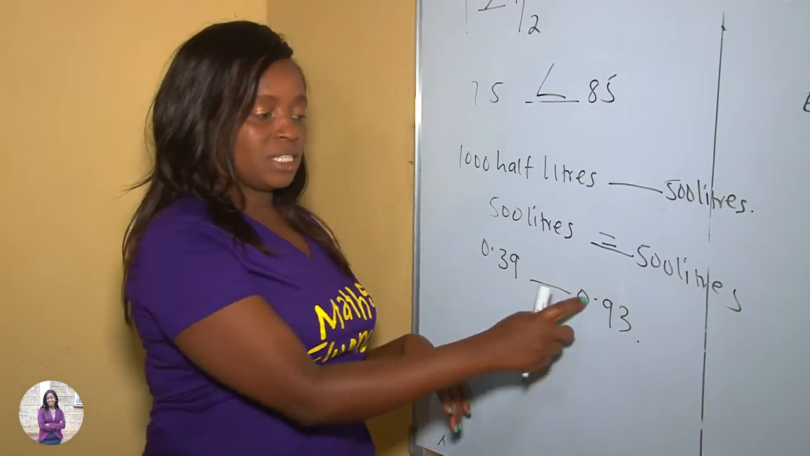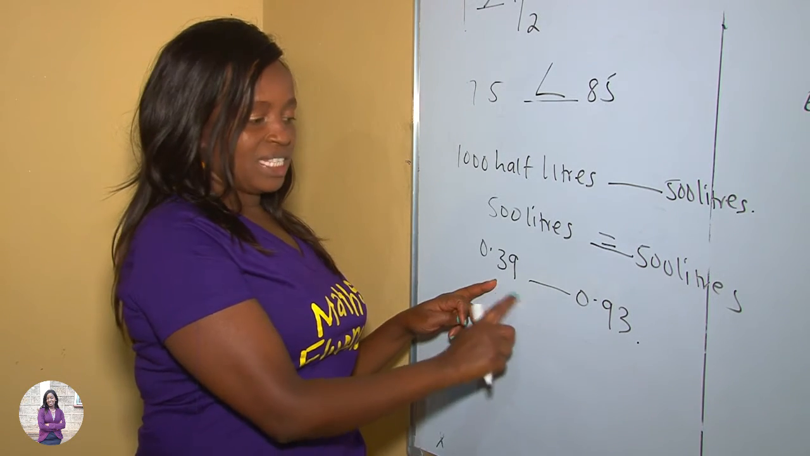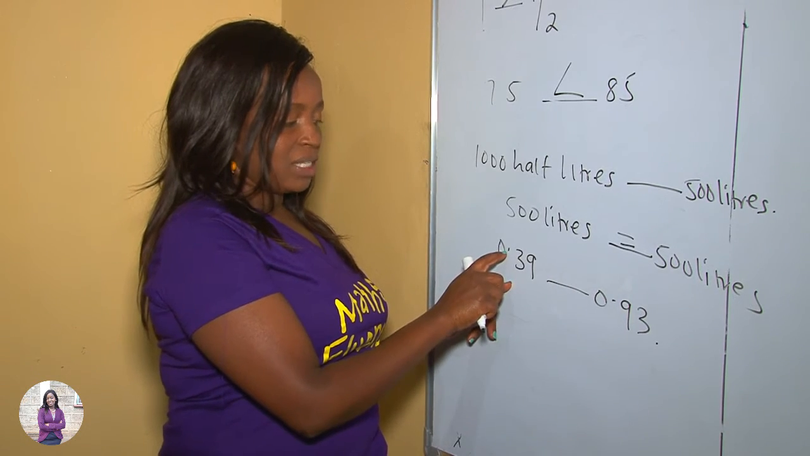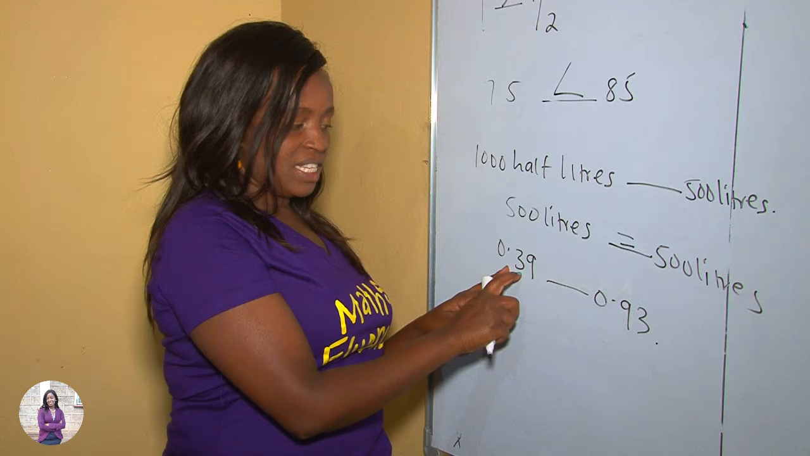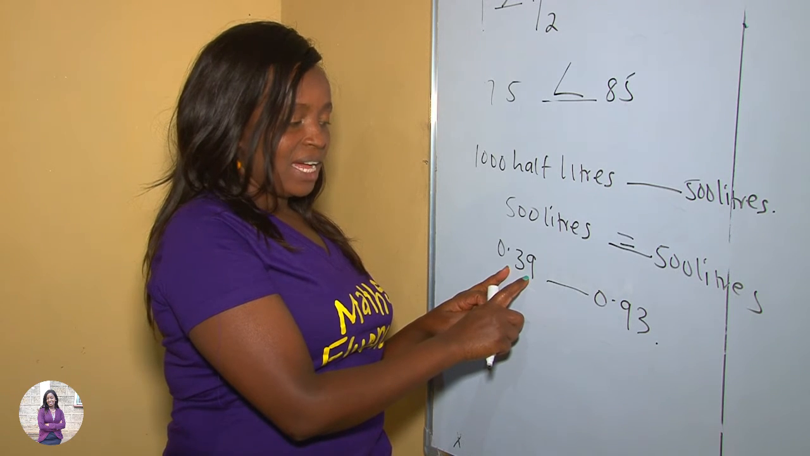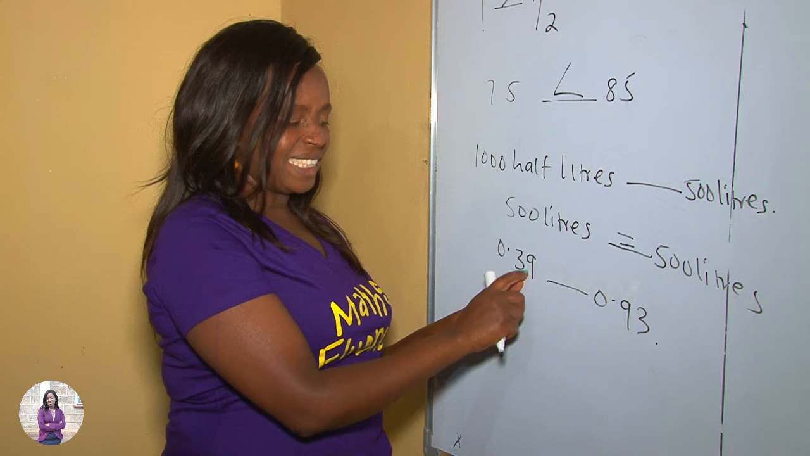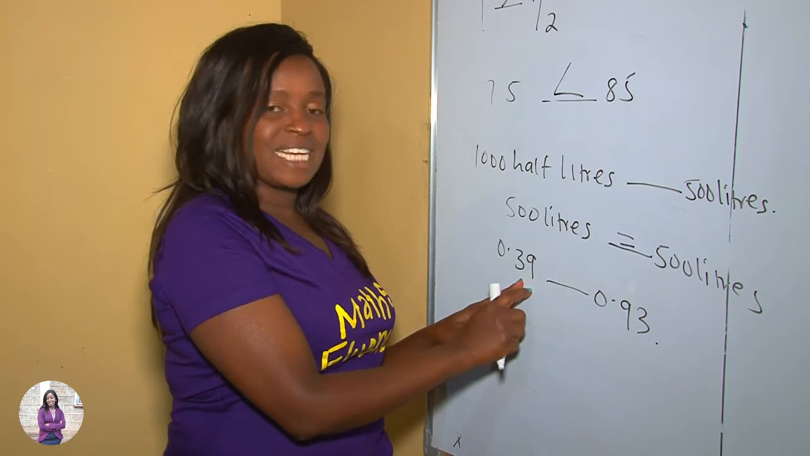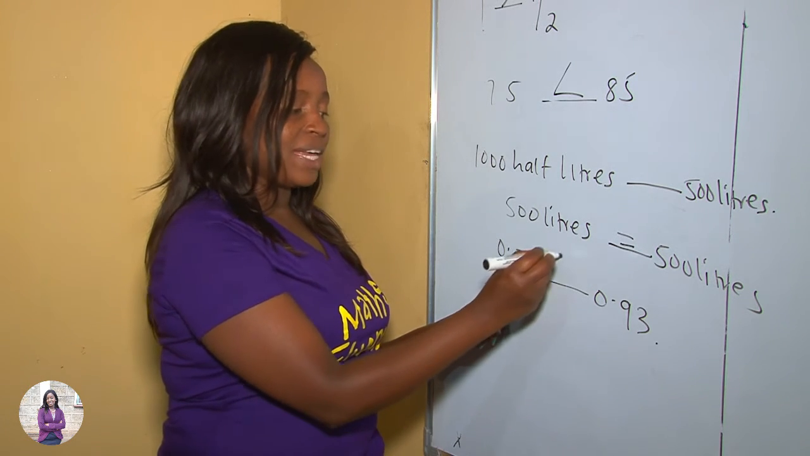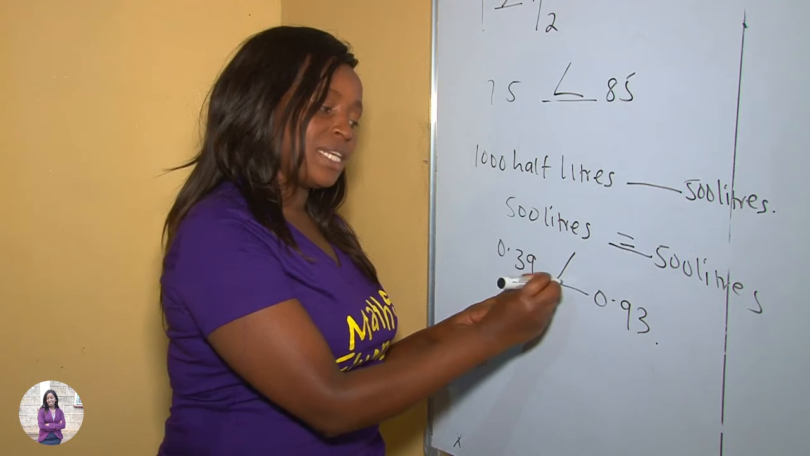0.39 and 0.93. This and this, after the point is 3. This is 39 hundredths. This is 93 hundredths. Therefore, 39 and 93. 39 is less than 93. Therefore, we use the symbol for less than, which is that one.